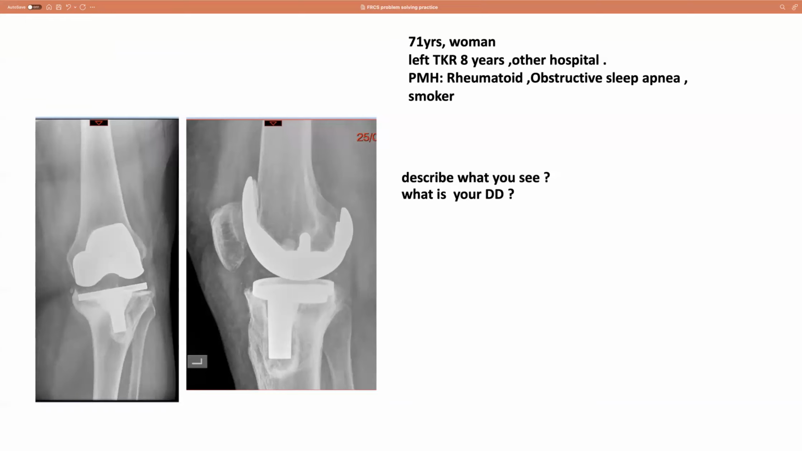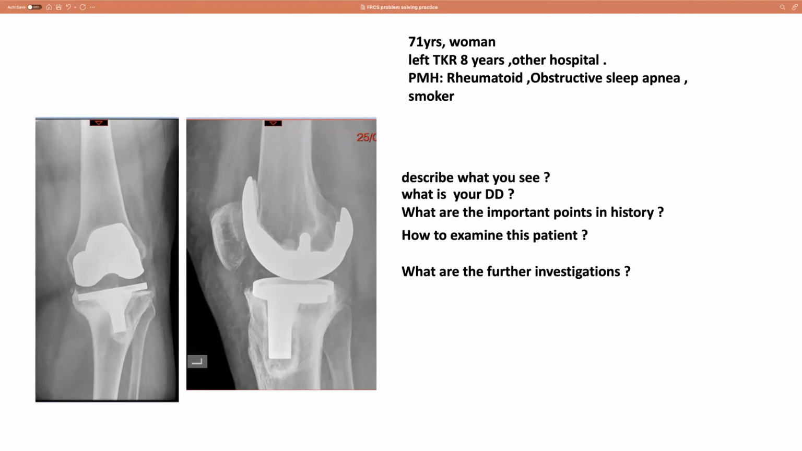What is your differential diagnosis? What are the important points in history you want to obtain? How to examine the patient? What are the further investigations you require?